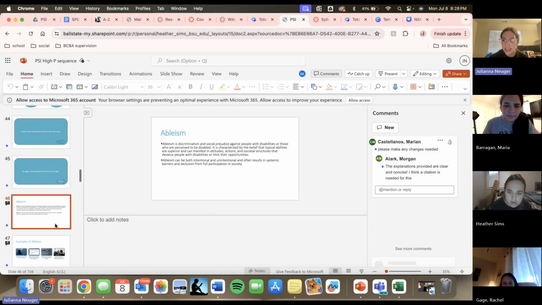And then this slide is about ableism. I think this is really important, especially in ABA and the population that we work with. I thought that this definition was really good. The only thing I might say is maybe add in a citation if possible, just because there is a lot of stuff going on this slide.